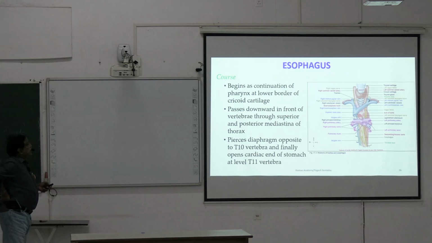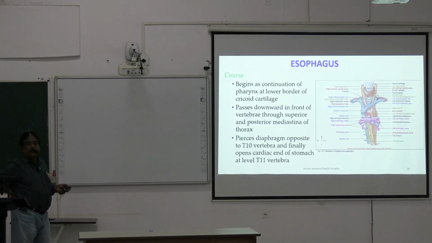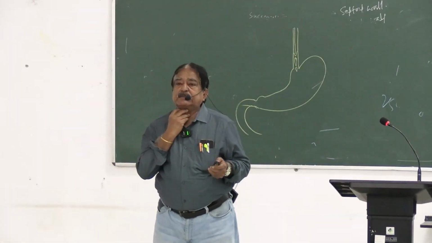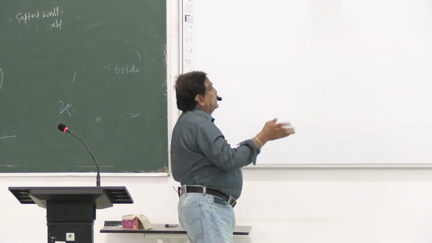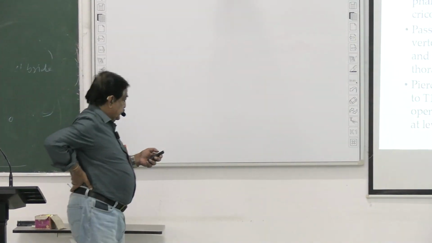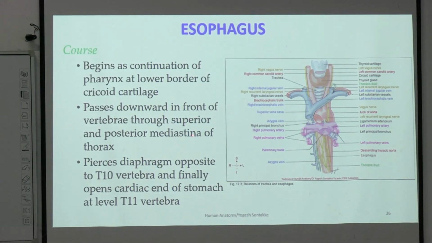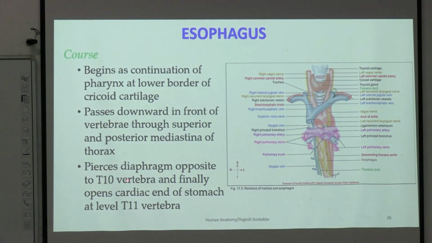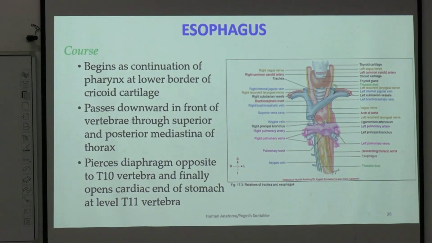Now esophagus begins as a continuation of the pharynx at the lower border of cricoid cartilage. When you dissect the neck, the larynx and the cricoid cartilage are there, and at that level the pharynx continues as esophagus. It passes downwards in front of the vertebra through superior and posterior mediastinum of the thorax, pierces the diaphragm opposite the T10 vertebra and finally opens at the cardiac end of stomach at the level of T11.